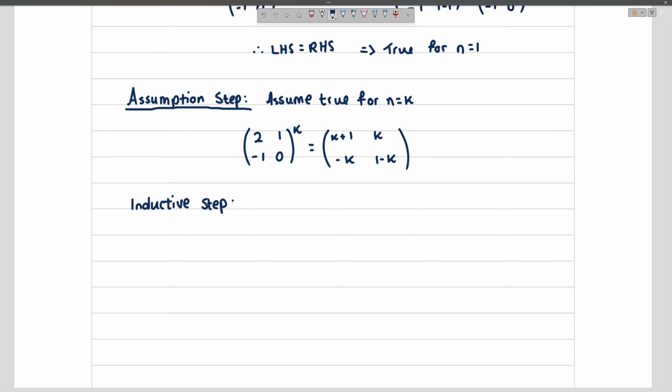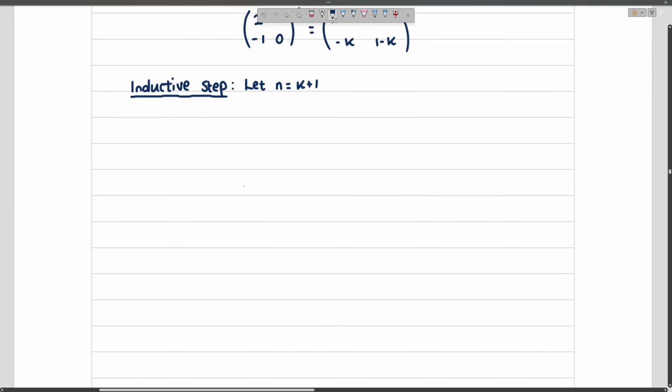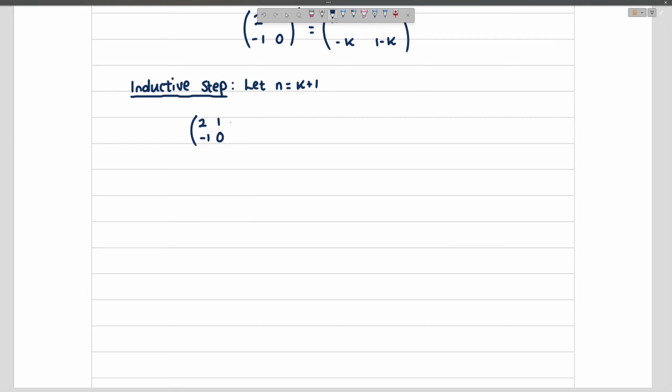So for the inductive step here then, what do we now do? What I'm going to do here is let n be equal to k plus 1. So if n is equal to k plus 1 here, what we get then is the matrix [2, 1; -1, 0] to the power of k plus 1 here.